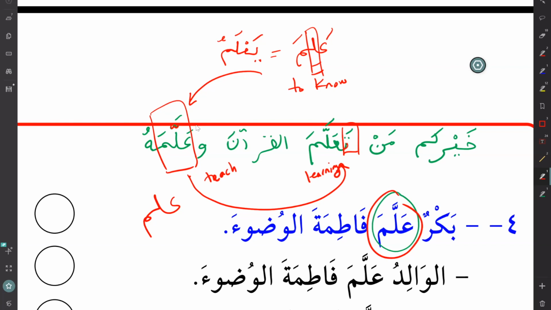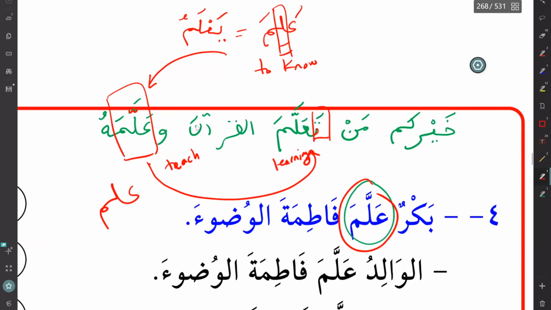It's amazing how they make a new word from the simple 3-letter verbs. So alima is to know, allama is to make someone know, meaning to teach. And when you teach that thing to yourself, you're learning. So what the Prophet ﷺ said, خَيْرُكُمْ مَنْ تَعَلَّمَ الْقُرْآنَ. Best of you is who learned the Quran. Here we have a fatha because this is the object. Wa allamahu. And then you teach it.